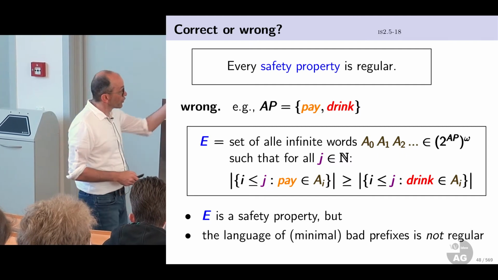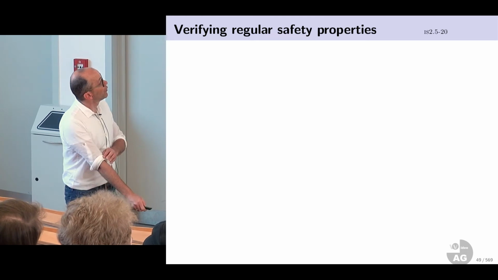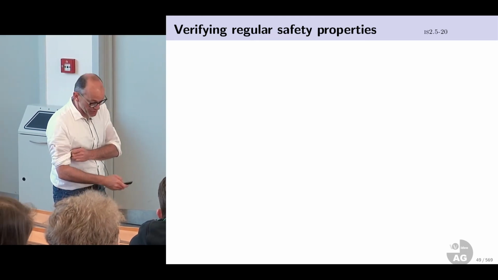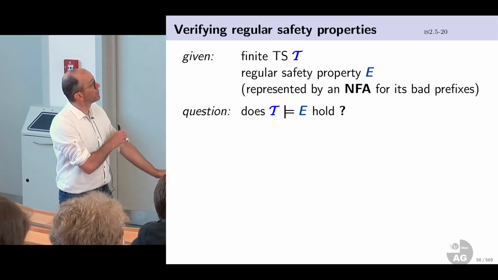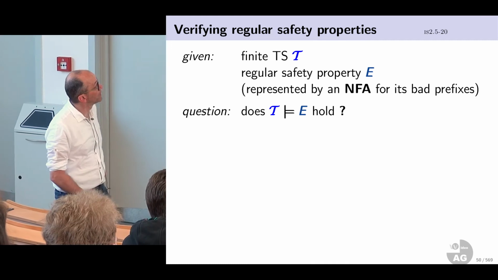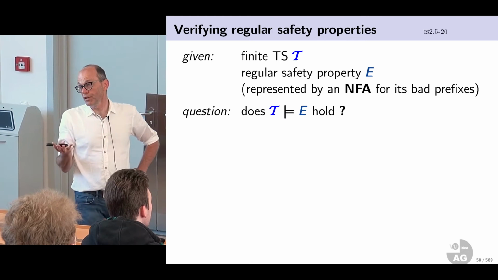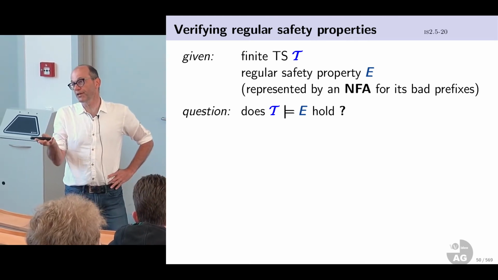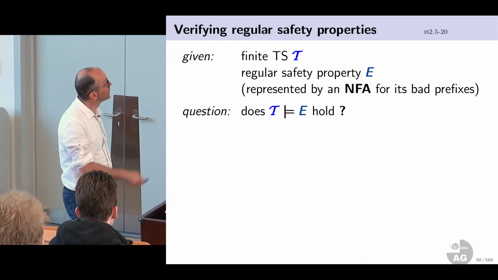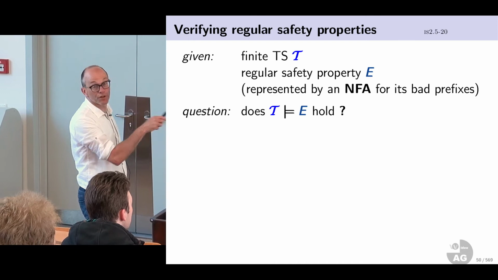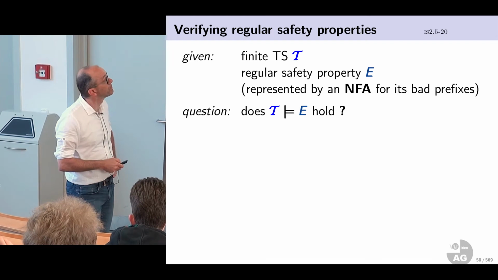Good. It's of course a safety property, but it's not a regular language. So what's the idea of verifying regular safety properties? We're going to consider the following problem. Given a finite transition system and a regular safety property E, we're going to represent the set of bad prefixes by an NFA. And the question is, does T satisfy the regular safety property? That's what I would like to do by means of an algorithm.